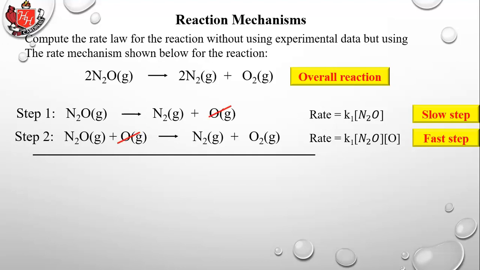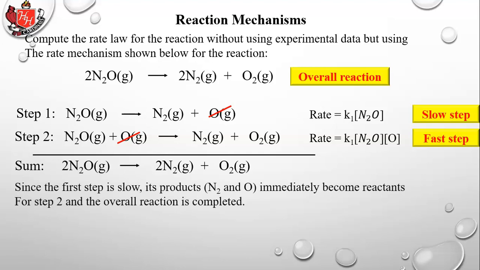So you see, we use Hess's law. We cancel the O's. One of them's on the left side of the arrow, one's on the right in step 1 and step 2. And so now on the left side of the arrows you have 2 N2O, and on the right side you have 2 N2s, and you have 1 O2, and that equals the overall reaction up above. Since the first step is slow, its products N2 and O immediately become reactants for step 2. Well, actually the O does. And for step 2, the overall reaction is completed.